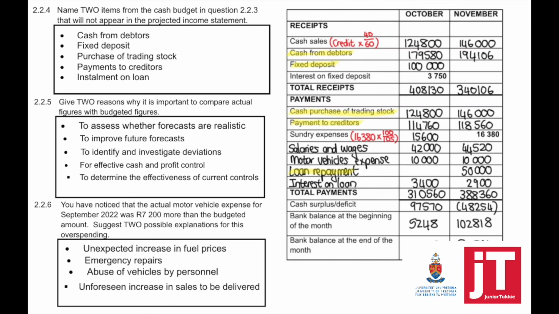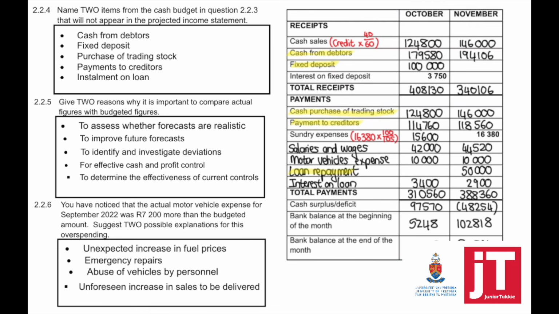There could have been abuse of vehicles by personnel, by staff. Unforeseen increase in sales to be delivered, which actually would have been a positive. If our sales increased and we had to do more deliveries, that is a positive if we've overspent. And that's what we're going to look at later on. For example, if we've overspent, but we've done deliveries to customers and our sales also increase, then that's a positive. Then it's not a bad thing.